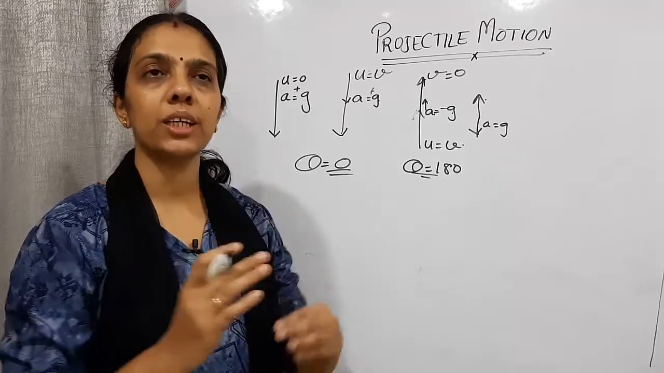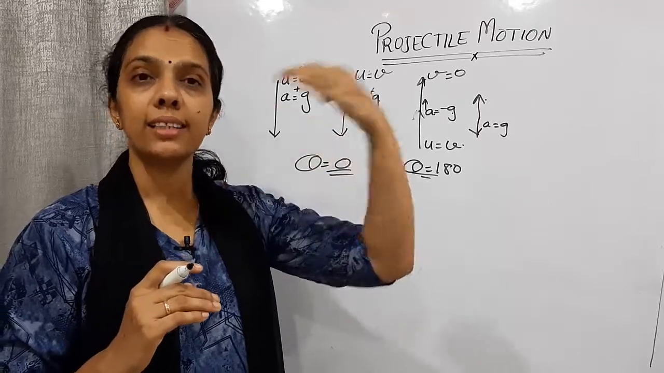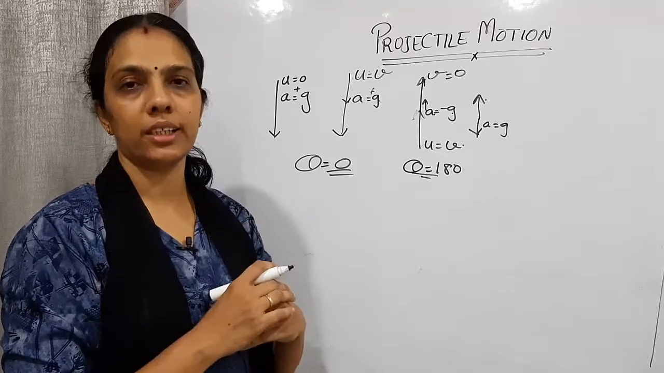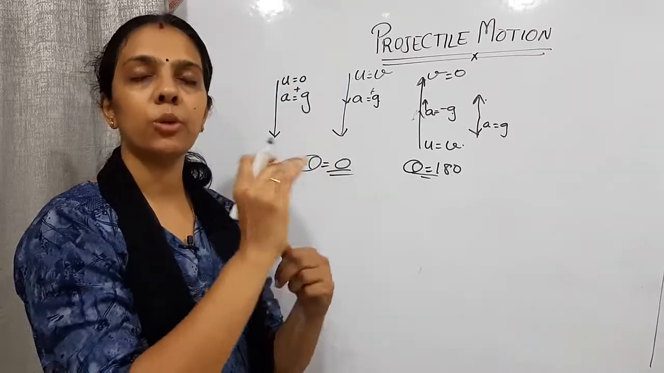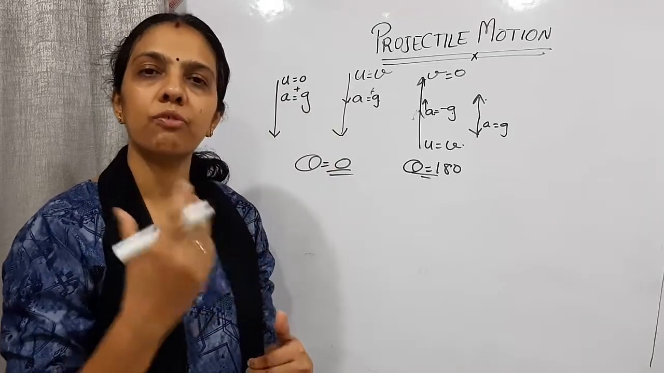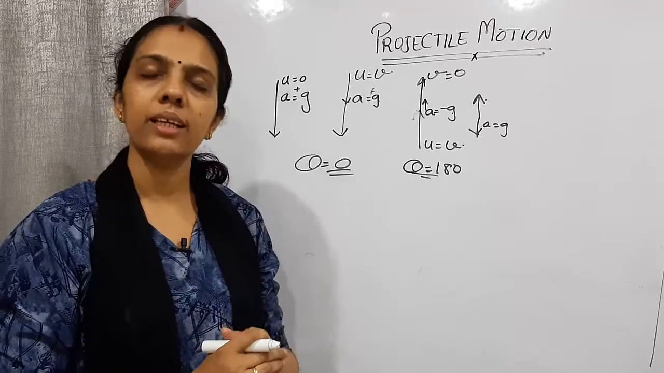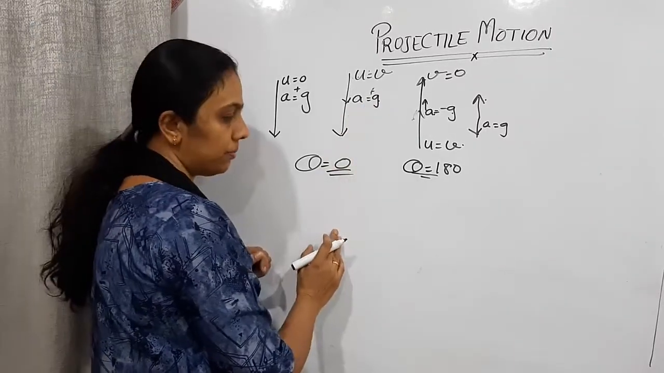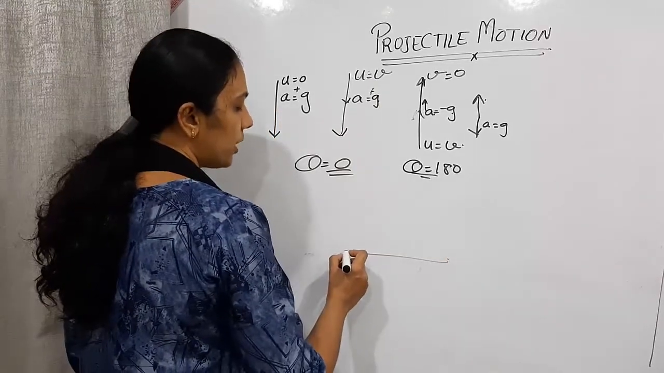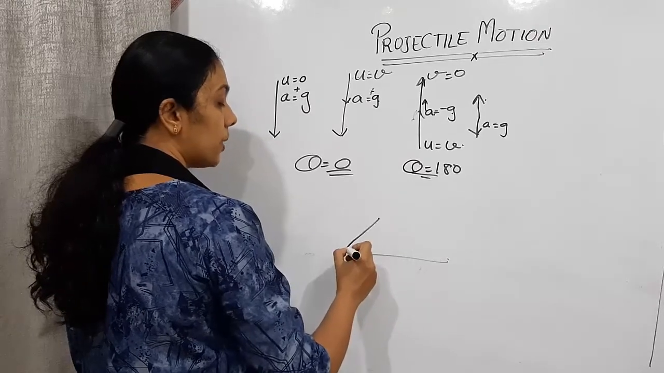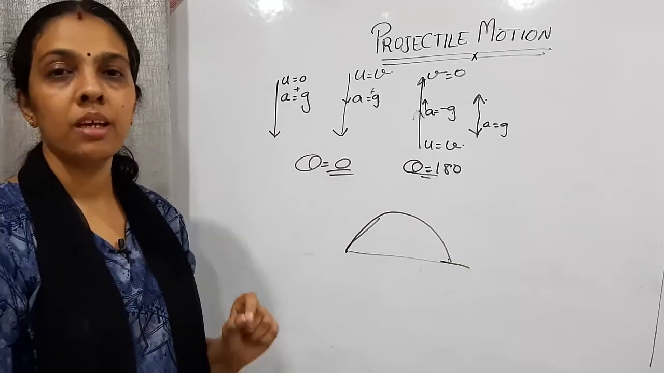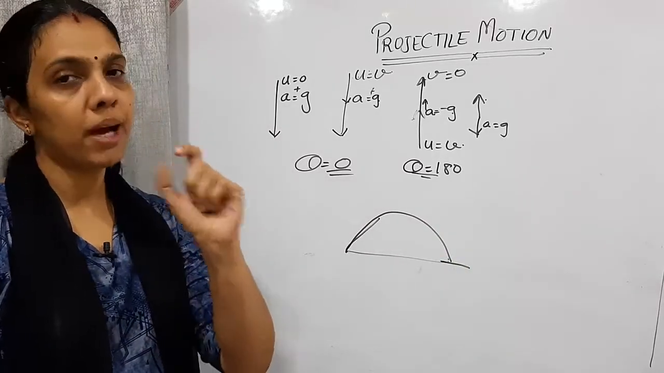If we are throwing an object at a particular angle theta, with respect to the horizontal or the vertical, and that object is moving under the effect of gravity alone, then we can say it is projectile motion. In projectile motion, there are different ways we can consider. See, I am throwing an object with a particular velocity, and the movement of the object is like this. It's a parabolic path. Path of a projectile is a parabola.